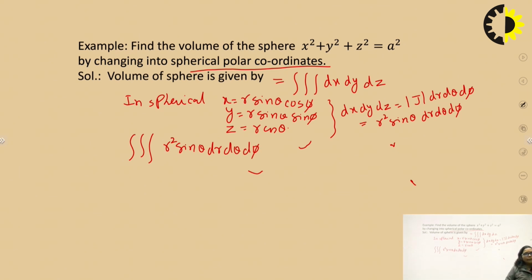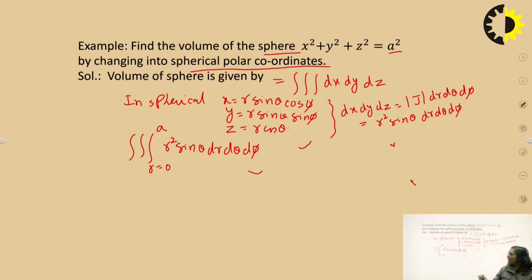Next I need the limits for r, theta, phi. So what have we taken? We have taken the volume of the full sphere here. We are not taking any part of it. So for the whole sphere, what is the limit for r? The radius of the sphere is a, so r varies from 0 to a.